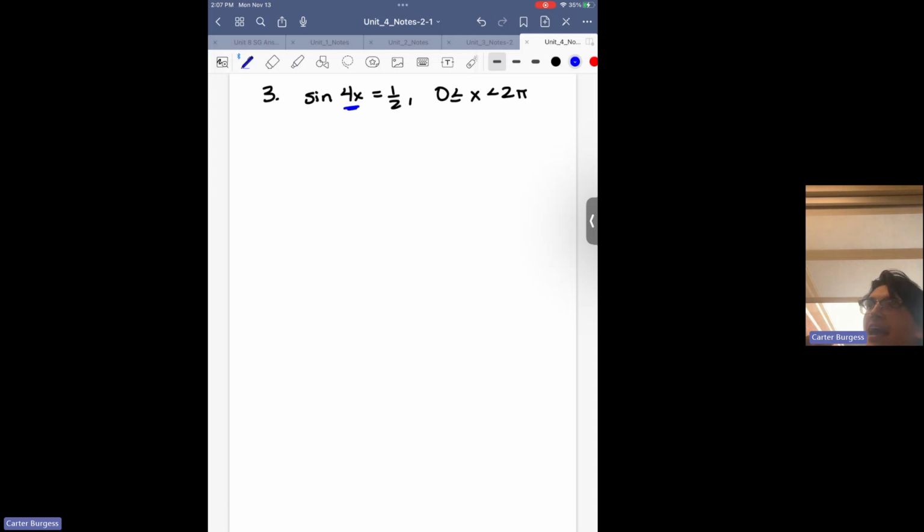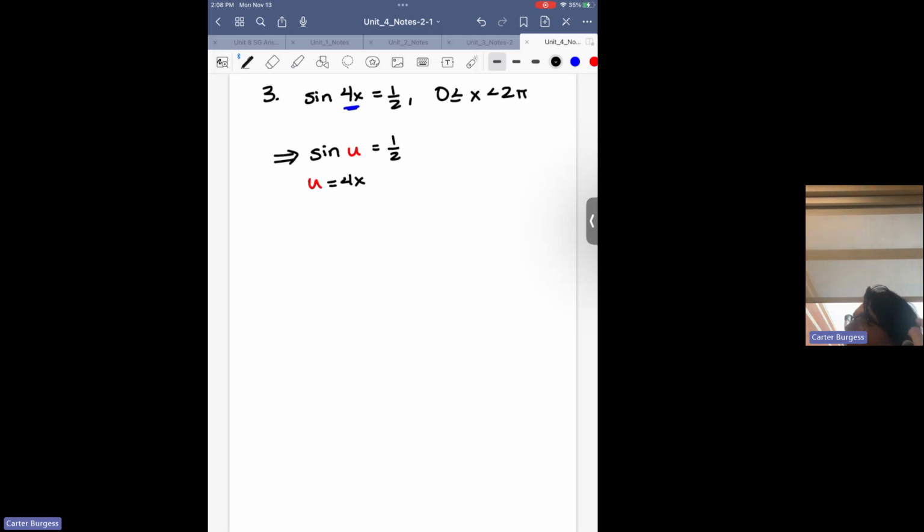So everywhere I see a 4x, I'm going to replace it with u. We're basically setting aside the 4x here. So I'm going to rewrite this as sine of u is equal to 1/2, where u is just 4x. We'll deal with it later. Now, x is between 0 and 2 pi, but we're not solving this in terms of x anymore. We're solving this in terms of our dummy variable, so we need to redefine the constraints on our variable.